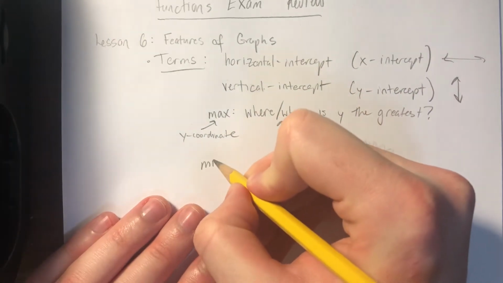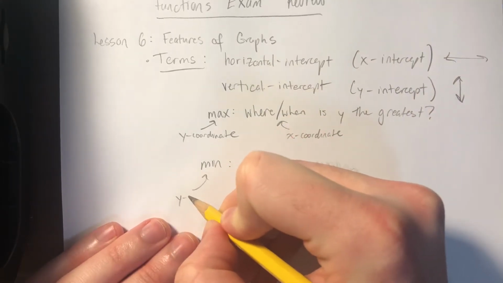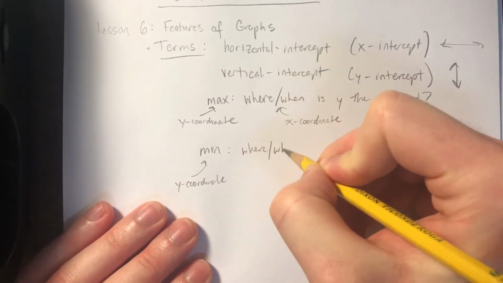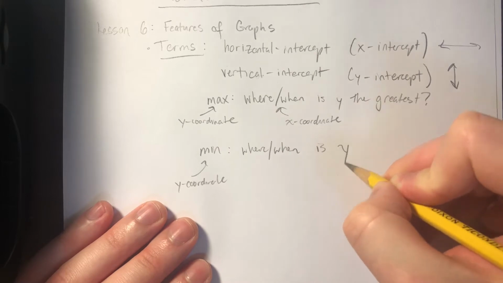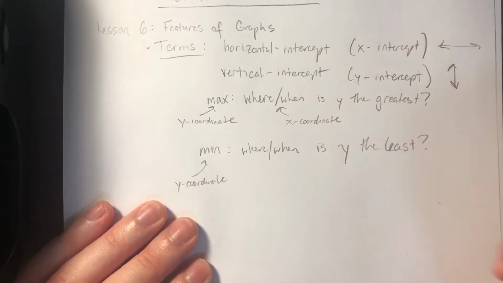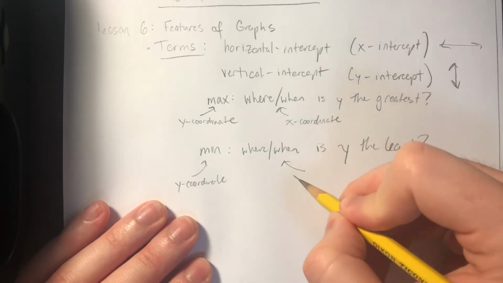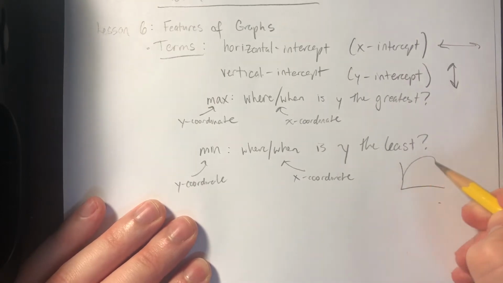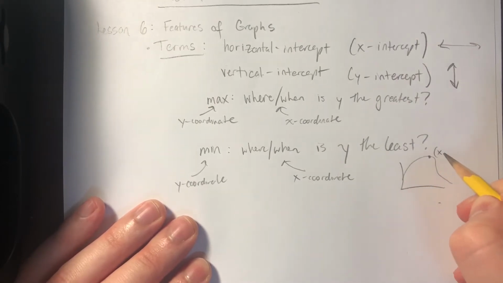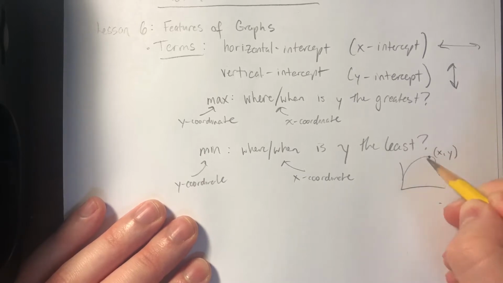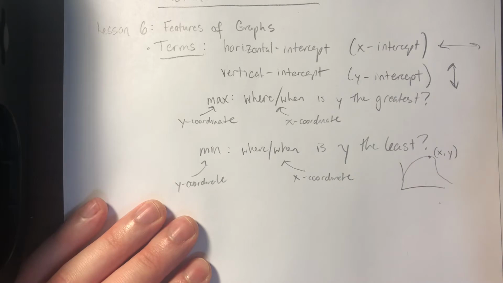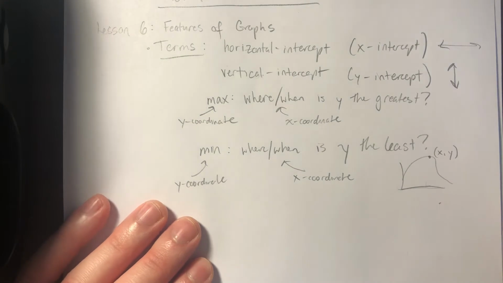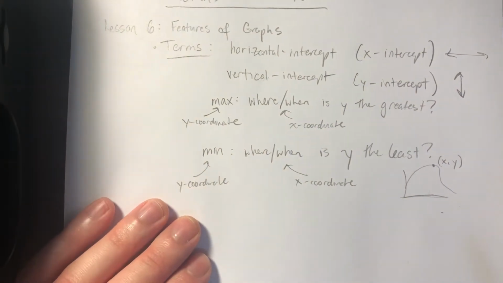Okay. The min follows the same idea, usually talking about a y-coordinate, and then we're talking about where or when is y the least. And the where or when again is talking about an x-coordinate. So if we look at a graph and we have a maximum value here, we're going to have 2 points, an x and a y. The y would usually be the height, or whatever value, the highest cost maybe. And x would be about when it occurs, since the x-axis is usually time. All right, so that's all lesson 6 you should really know.